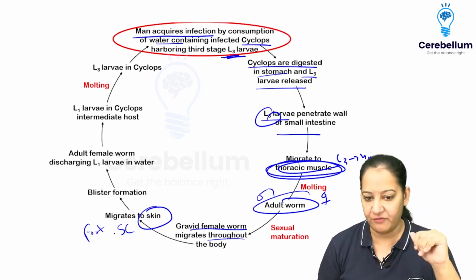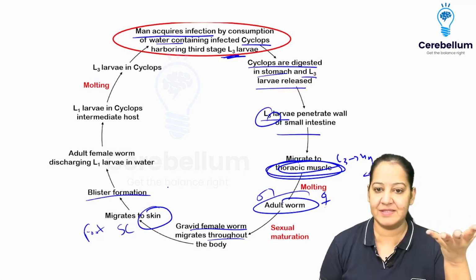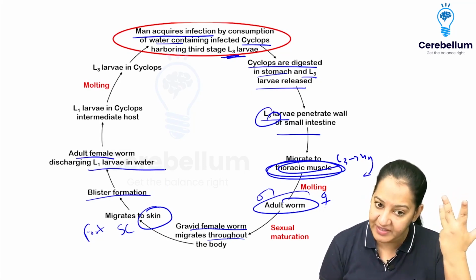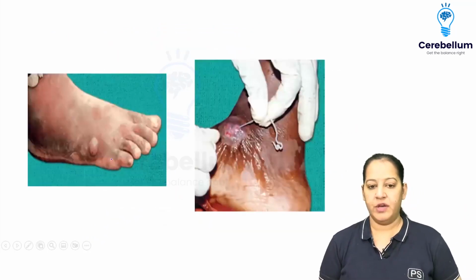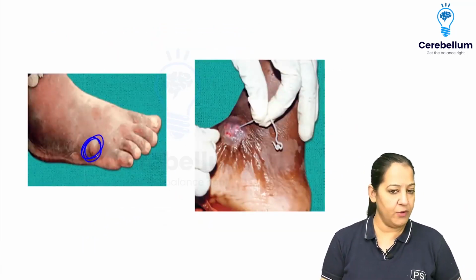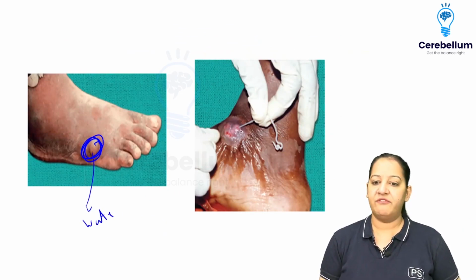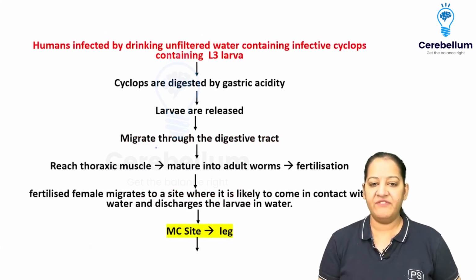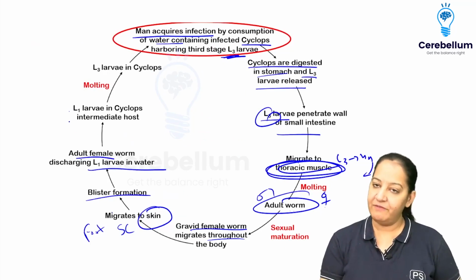It will go to the leg and the foot, and there it will form a blister. It will form a small blister by secreting certain enzymes, and the adult female discharges the larva directly in water when the foot comes in contact with water. Let me show you. Can you see? So here the blister is formed. Can you appreciate? So when this comes in contact with water, the female directly lays the larva in the water, not in the human body. So the gravid female directly lays the larva in the water. You got it?